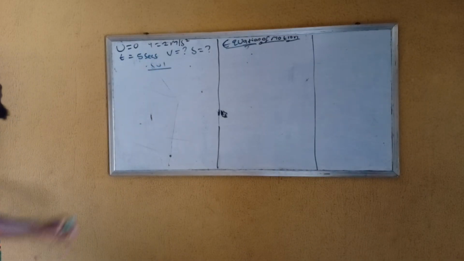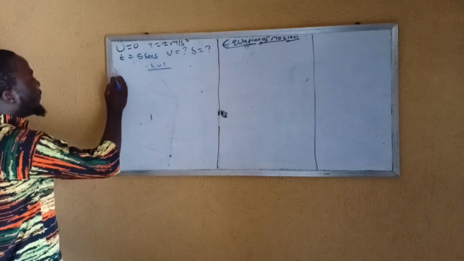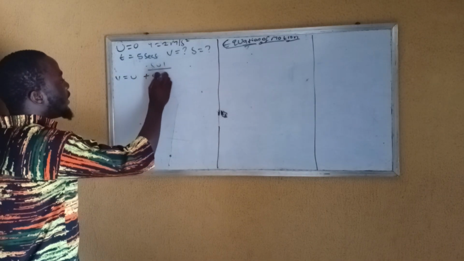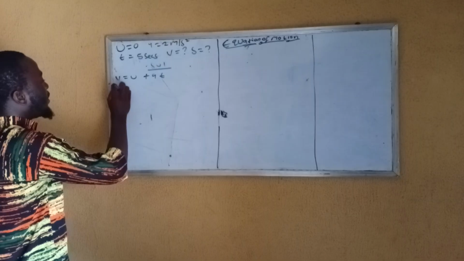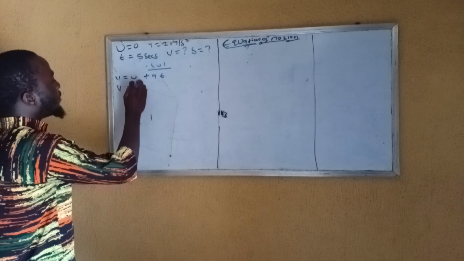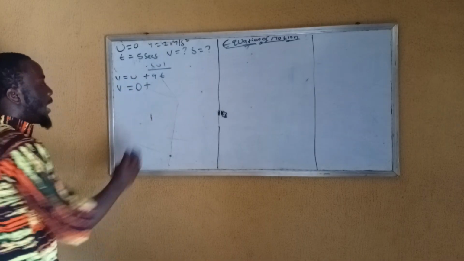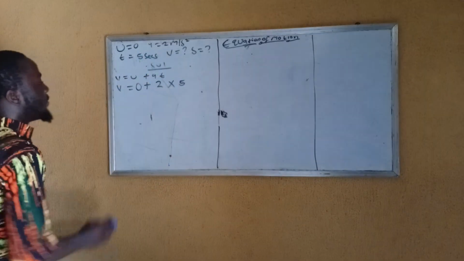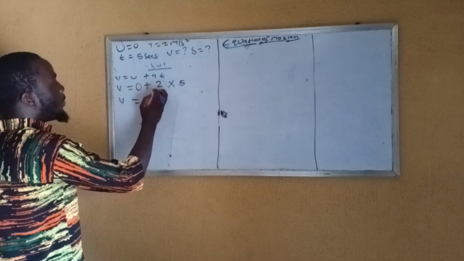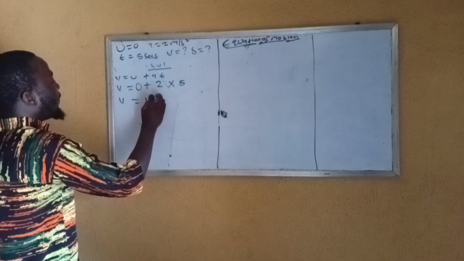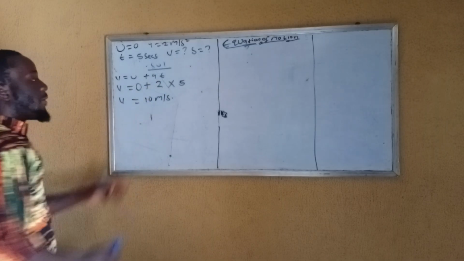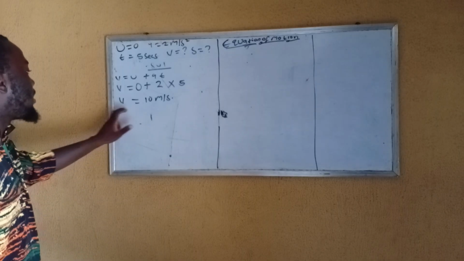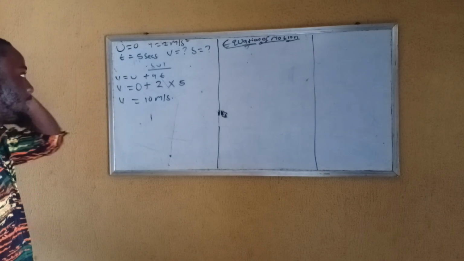Now, solution. Using the first equation of motion, v is equal to u plus at. Finally v is equal to my u, which is 0, plus my a, which is 2, times my t, which is 5. Are you getting me? Then v is equal to 0 plus 2 times 5, which is 10. So v is equal to 10 meters per second. Never forget your unit, it will cost you marks. So your v is 10 meters per second. As simple as that.